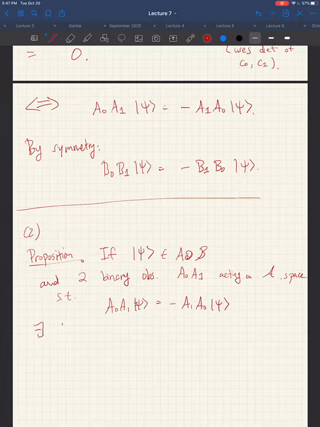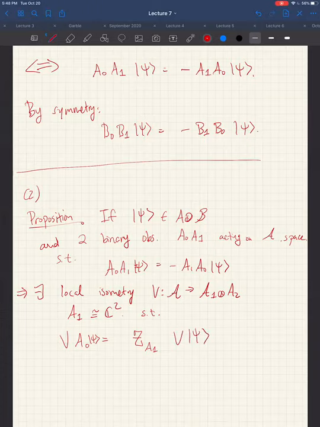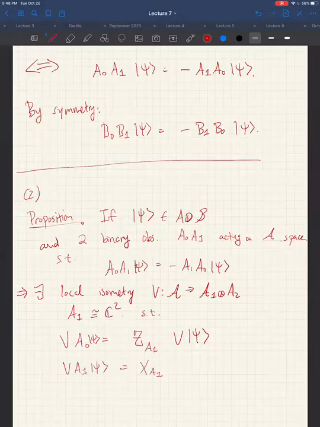Then there exists this isometry, local in the sense that it only acts on A, where this A1 is isomorphic to C2, such that, I mean, it'll just be like half of the original theorem statement that we had. So if you had V applied to A0, this is equal to Z acting on A1, applied to V psi. This is just a generic fact about anti-commuting operators.